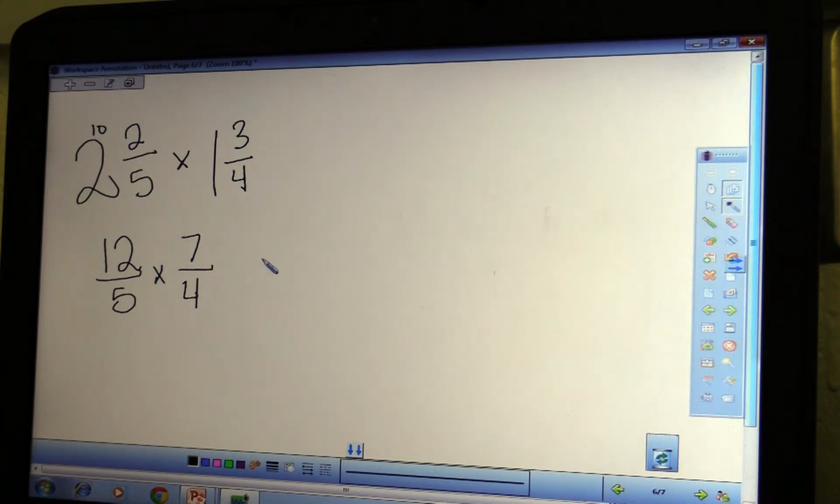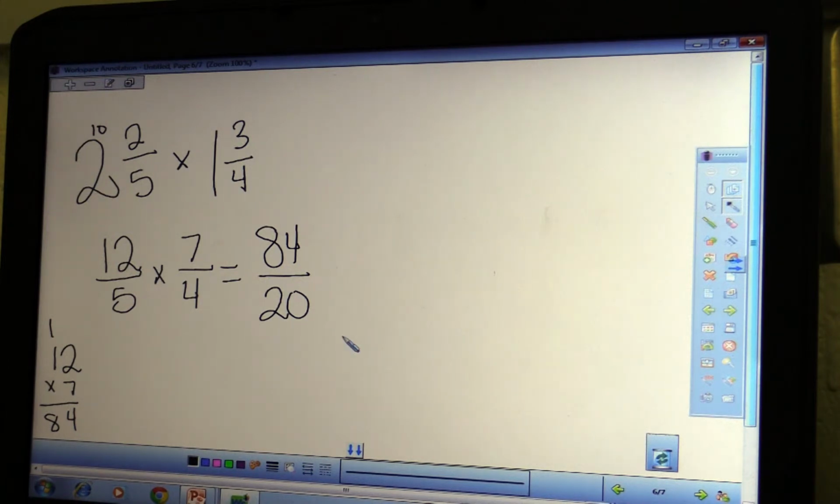We're going to end up with a pretty large number here, so let's move off to the side and double check our multiplication. We are multiplying 12 times 7. 7 times 2 is 14. I write the 4, carry the 1. 7 times 1 is 7, plus 1 is 8, so 84. So now I've ended up with 84 as a numerator, and 5 times 4 is 20 as my denominator. Again, an improper fraction. I need to fix that. I need to do the division.